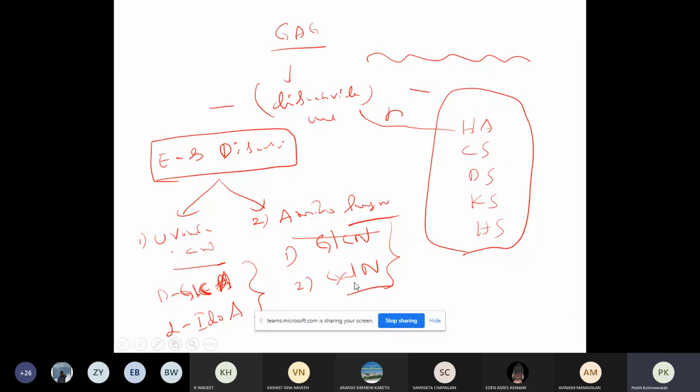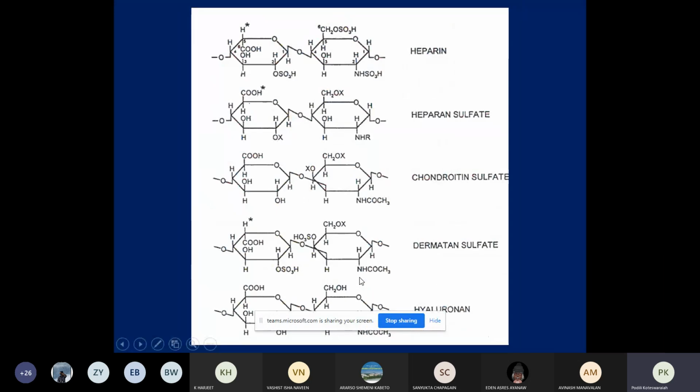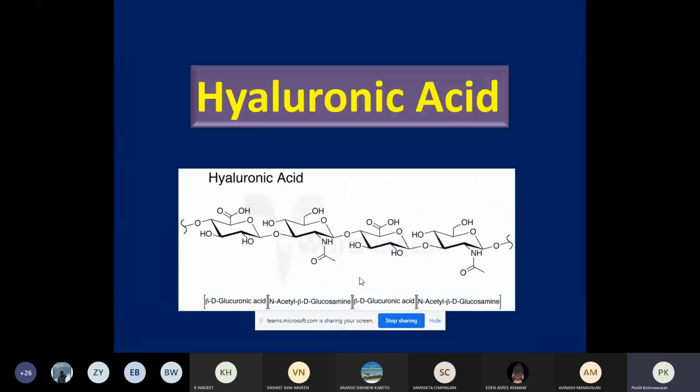The amino sugars are glucosamine or galactosamine. I think that's where we have explained. Now, we will explain all these glycosaminoglycans one by one in detail.